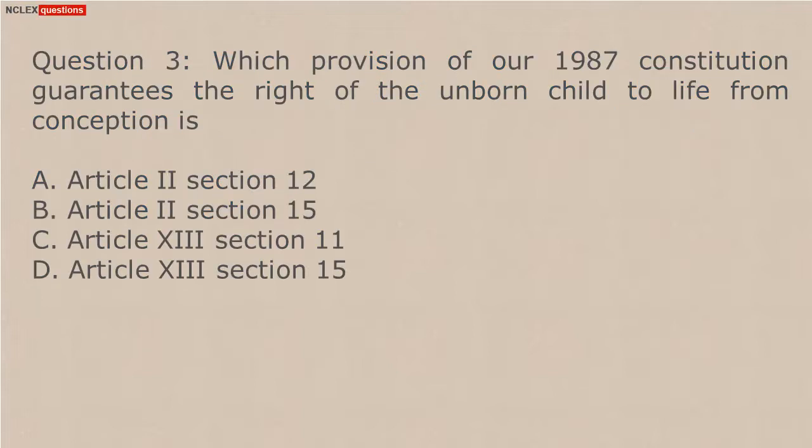Question 3. Which provision of our 1987 Constitution guarantees the right of the unborn child to life from conception? A. Article 2, Section 12. B. Article 2, Section 15. C. Article 13, Section 11. D. Article 13, Section 15.